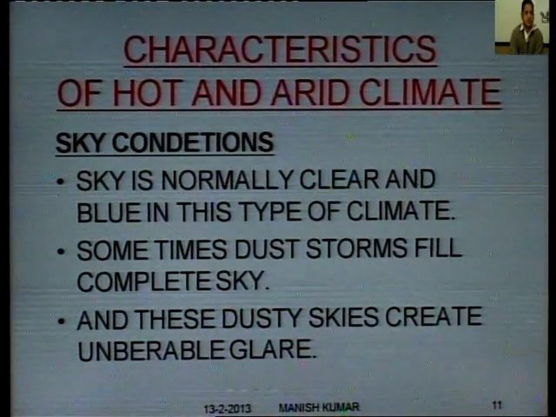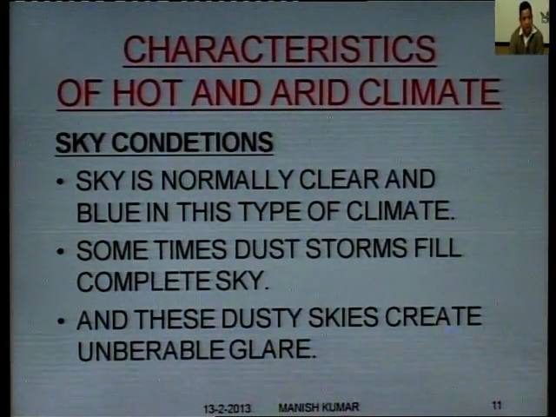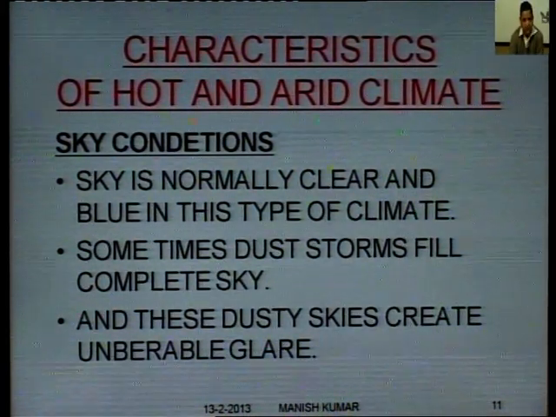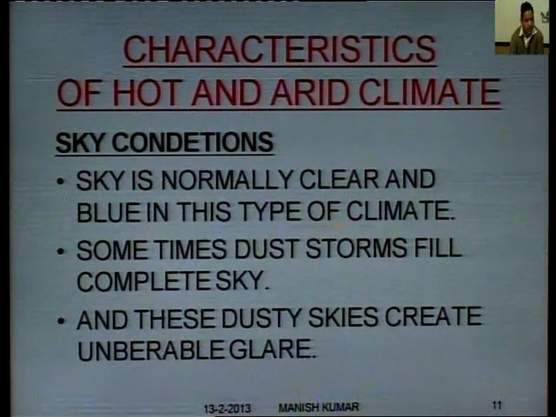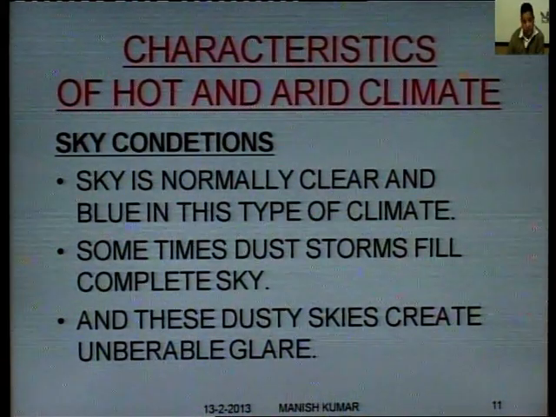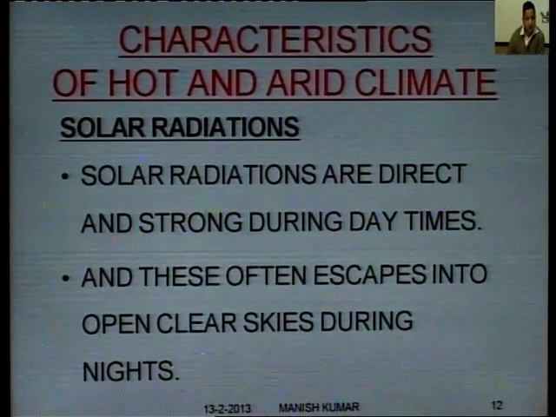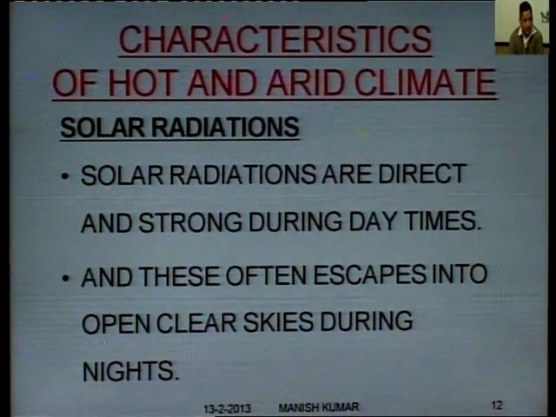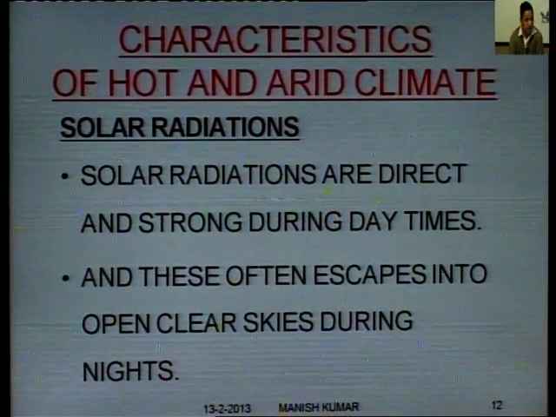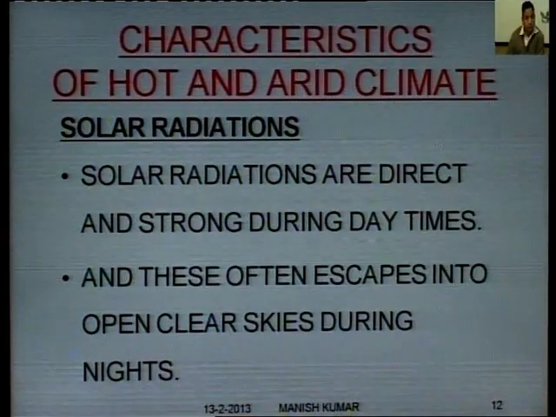Next characteristic is sky conditions. Sky condition is normally good. Sky is normally clear and blue in this type of climate. Sometimes dusty storms fill the complete sky, and these dusty skies create unbearable glare. So there are glare problems. Next is solar radiation. Solar radiation is direct and strong during daytime, and it often escapes into open clear skies during nights.